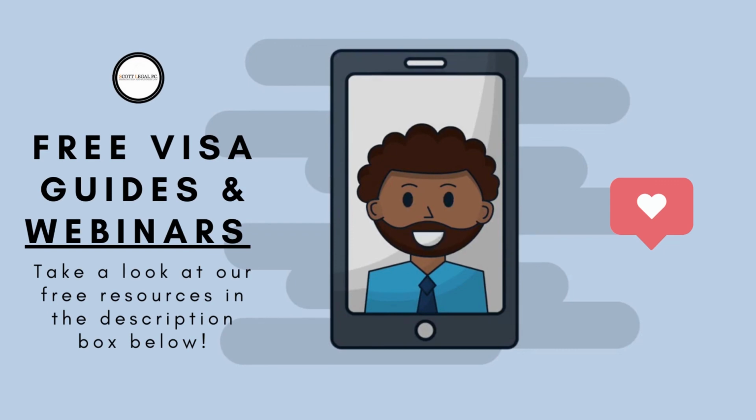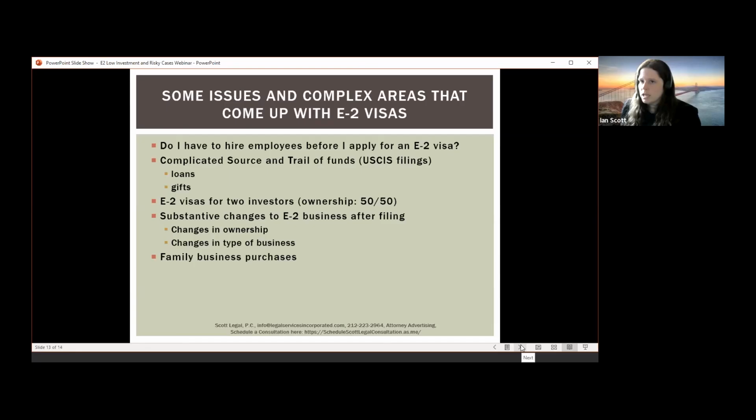But if you're going to do a substantive change to the type of business, even adding a new business line that's completely outside the scope of what you initially planned, that's something that you need to get approval for first. So you need to speak to your attorney and go to the consulate or USCIS before you start offering that new service line.